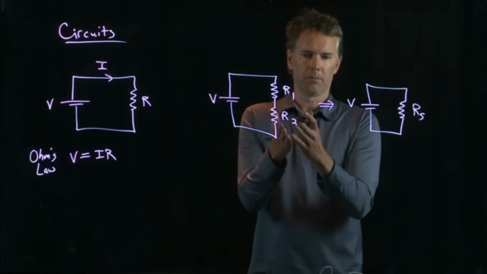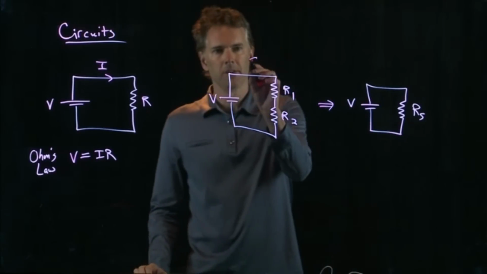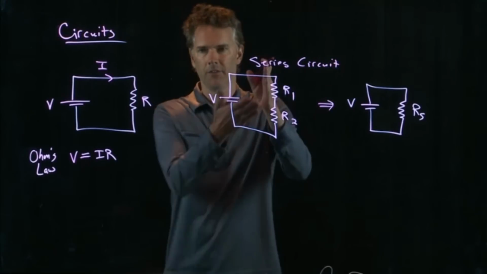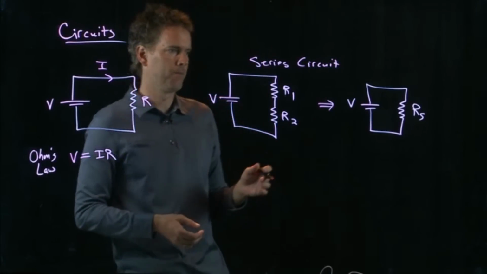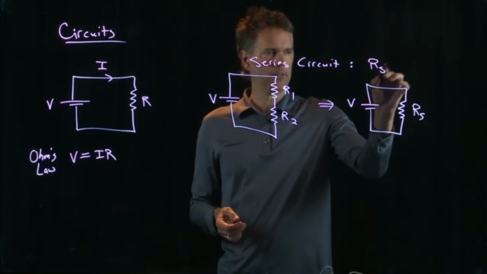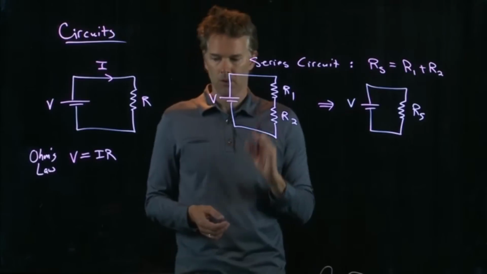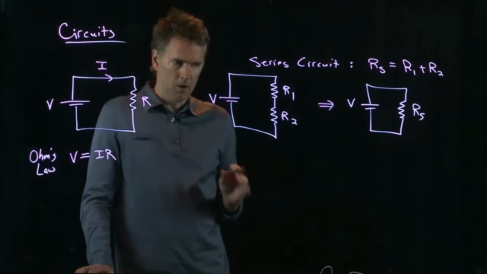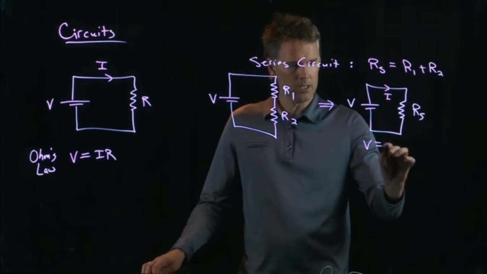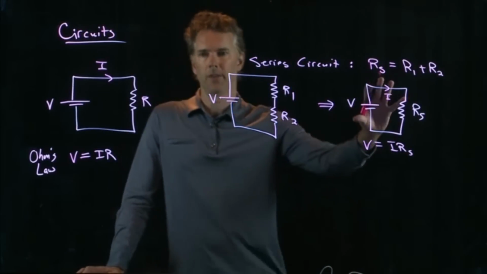How does R sub 1, R sub 2 relate to R sub S? Well, this is called a series circuit because I've added those resistors in series, one after the other. And when I do that, R sub S is just R1 plus R2. No problem. Ohm's law then applies. What's the current I? It is V equals I R sub S. And now you know everything about that circuit.